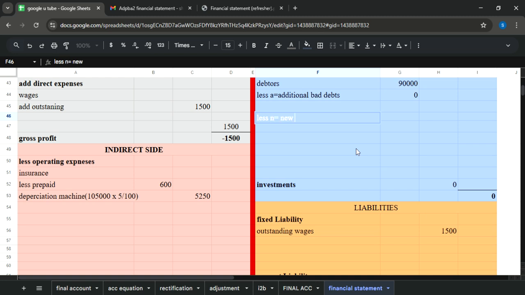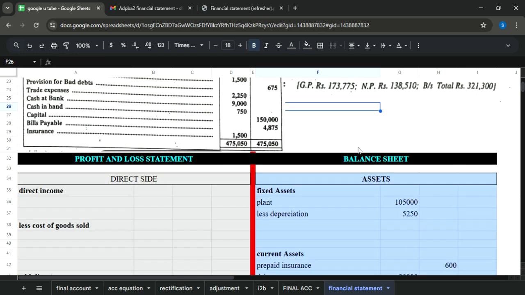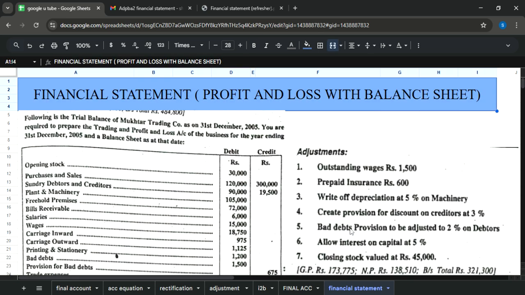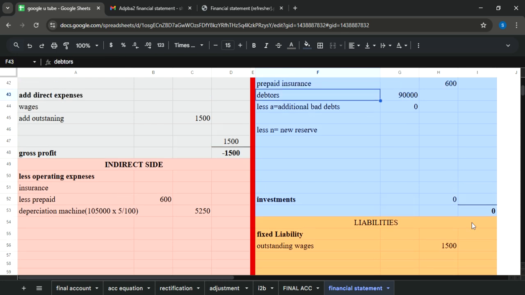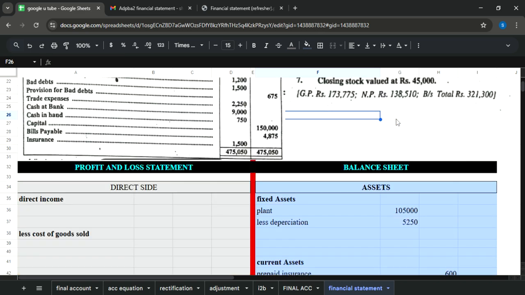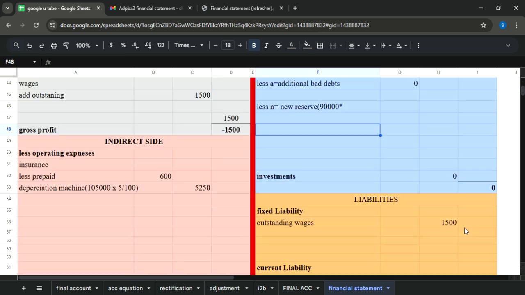And now you will subtract N, which is new reserve for bad debts. For that, provision, reserve, allowance, and here the fifth adjustment is provision for bad debt, and that is 2%. So here you will calculate your new reserve and how you will take 90,000. Please understand, this 90,000 we are taking is not this one. 90,000 minus 0, this 90,000 we are taking, multiply by, oh, I forgot, how much percentage, 2% on debtors.